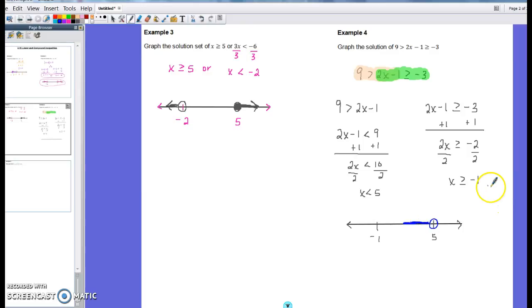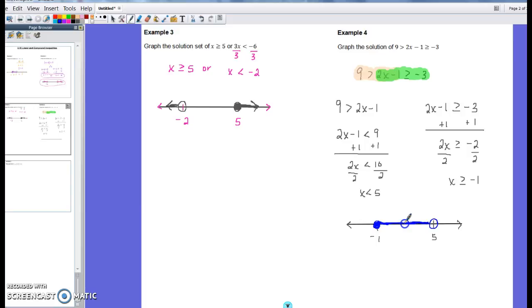Okay? And the other one is x is greater than or equal to -1, which means at -1 I have a closed circle because it's greater than or equal to. And because it's greater than, I'm shading to the right.